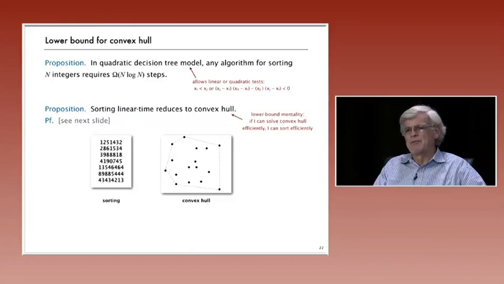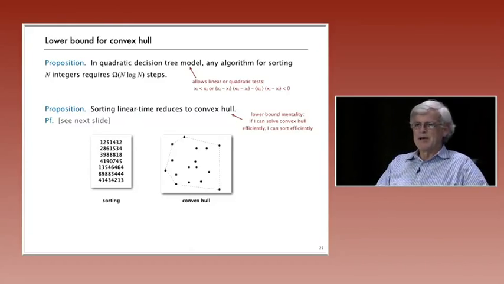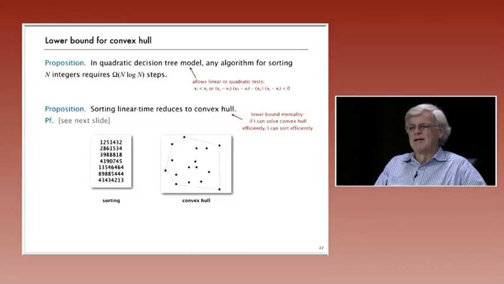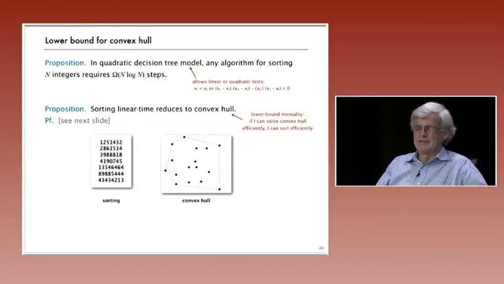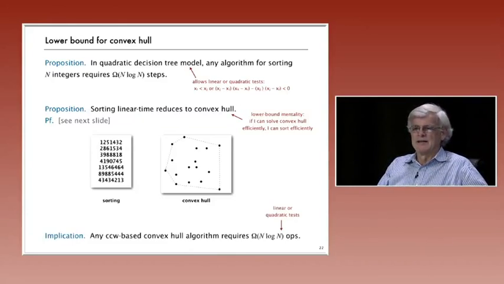Those are the basic kinds of operations that you're going to use in the geometric algorithms. The proposition is that under this model, sorting linear time reduces to convex hull. That says, if I can compute the convex hull, then I can sort. Since I can't sort faster than n log n, I can't do convex hull faster than n log n. The proof of that is not terribly difficult, but the implication is really important.